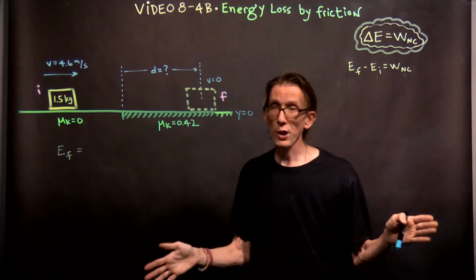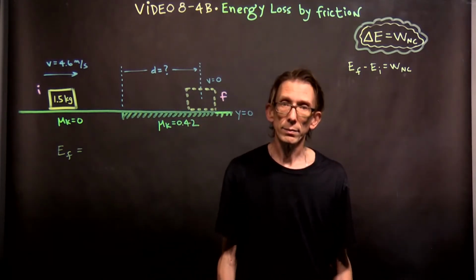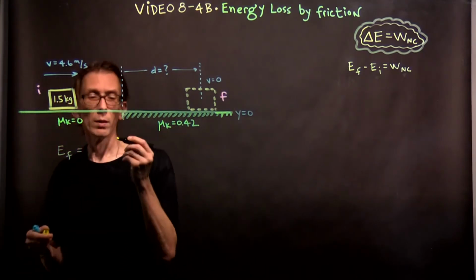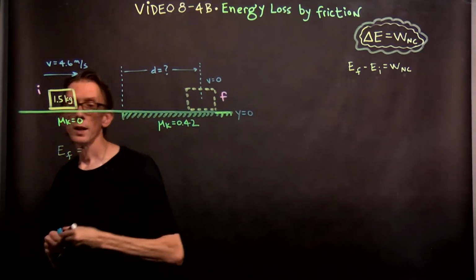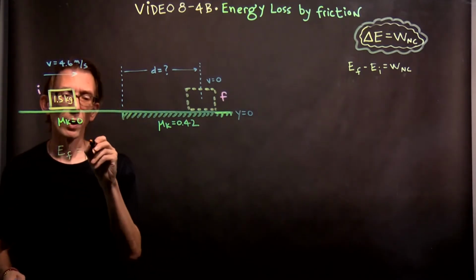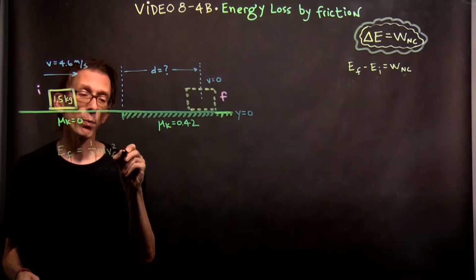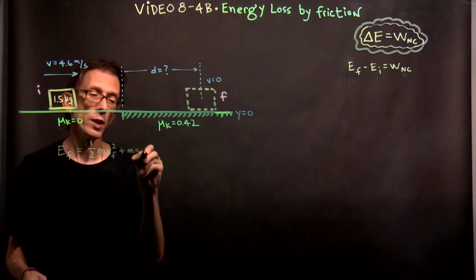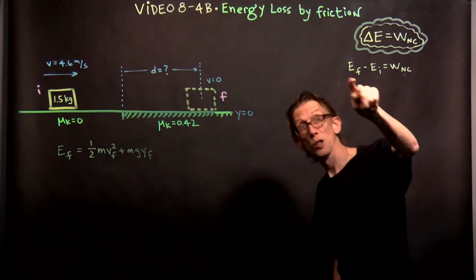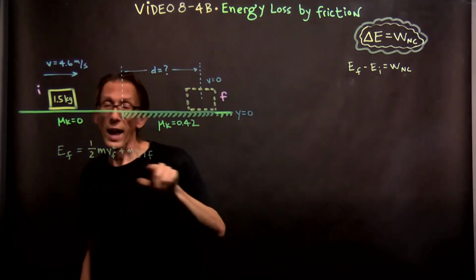So the only kind of energy we're left with is kinetic. Is there any kinetic energy at the end? No, right? Then let me just be explicit about this. EF is 1/2 mvf squared plus mgyf. We're looking at this term here to remind you what we're doing, starting with this principle here. So that's our final energy.